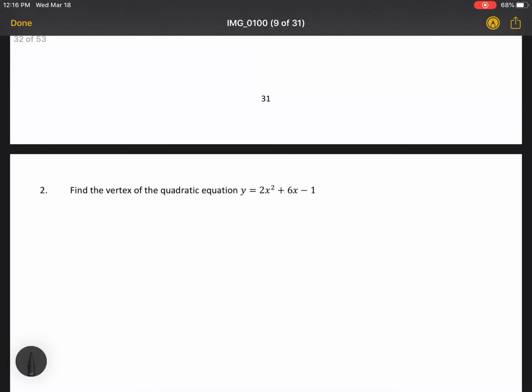Number 2, find the vertex form of the equation. Okay, again, I'm going to set this equation equal to 0.